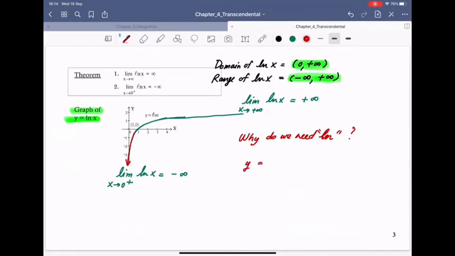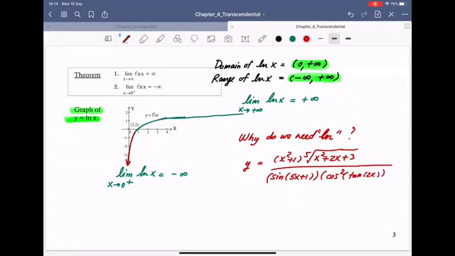Suppose I have y equal to (x squared plus 1) to the 5th power, times the square root of x squared plus 2x plus 3, over sine 5x plus 1, and then multiplied by cosine square tan 2x. What if I ask you to find y prime? How can you do that quickly? You want to say, oh my God, I cannot do this because this is ridiculous. How do I differentiate this thing?